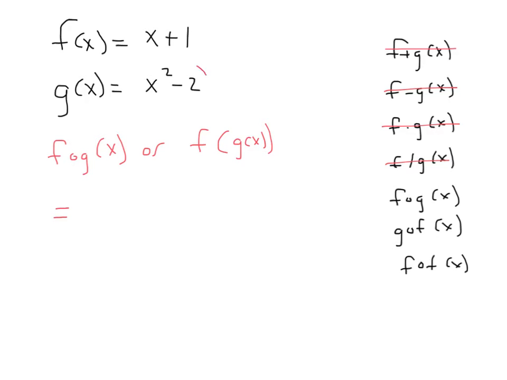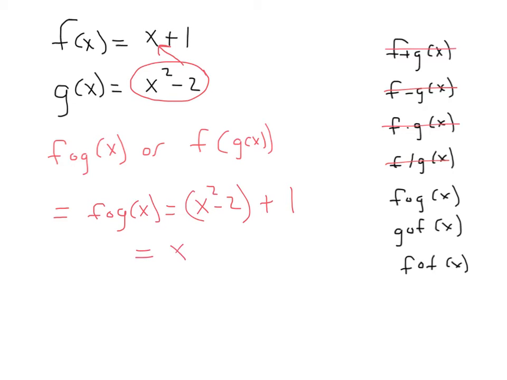It means take g and put it into f. So wherever there is an x, it now becomes whatever the g function was. So since x squared minus 2 is the g function, we're going to write that inside of the f function. And then the parentheses here aren't really doing anything, so it's just simply x squared minus 1 in a simpler format.